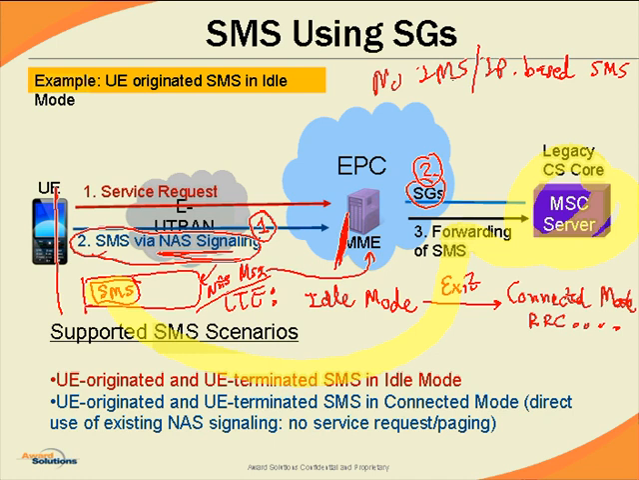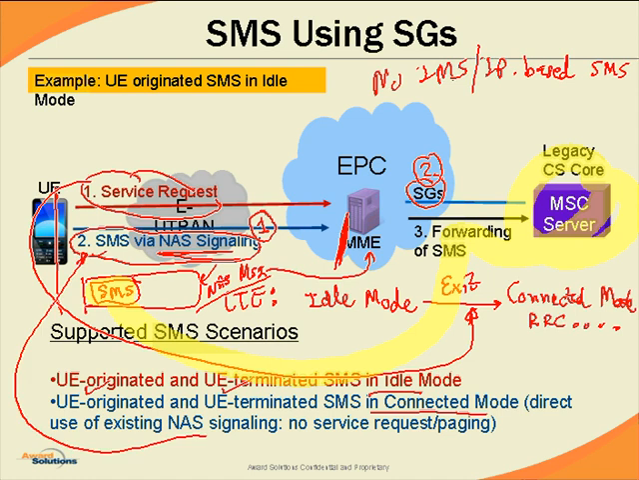So if the UE is in the idle mode, again, UE originated, UE terminated. If the UE is in the connected mode, then it is much simpler, because we do not need to send service request. Service request is only to exit idle mode and to enter connected mode. But if you already have the connection, if you already have the bearers and NAS connection, even simpler, you can directly put SMS inside some NAS message. Very, very simple. So that is the basic idea. Now let me show you the call flow that will give you exact message names.